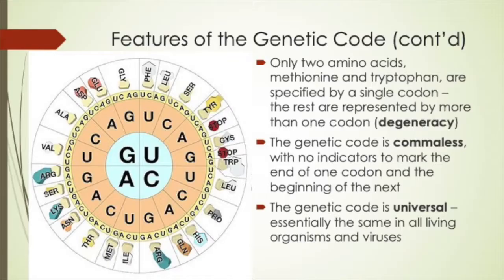Okay. Features of the genetic code. Only 2 amino acids, methionine and tryptophan, are specified by a single codon. All the rest of them have more than one codon. This is called degeneracy.